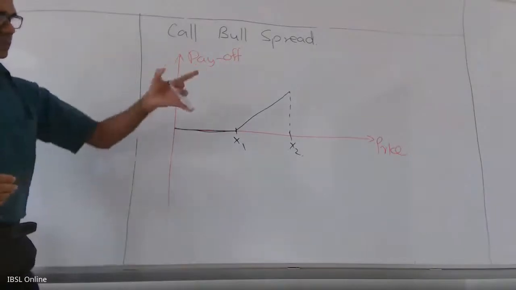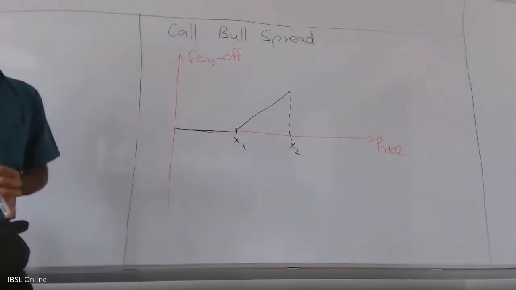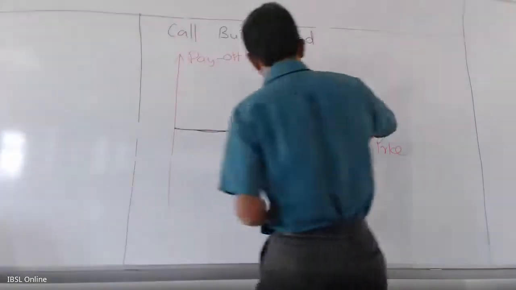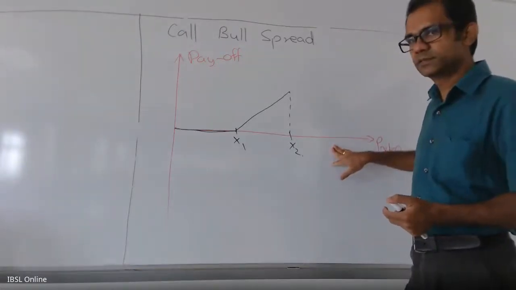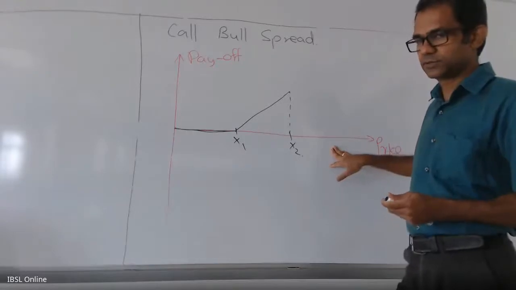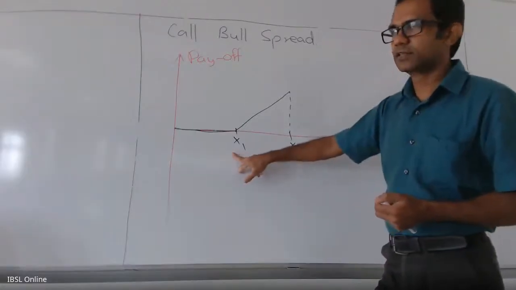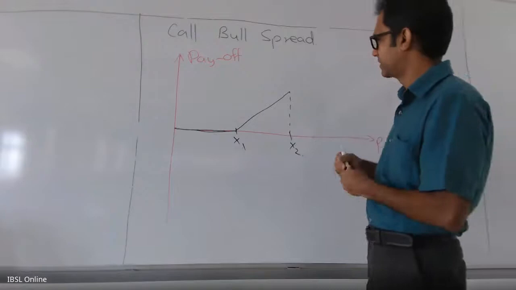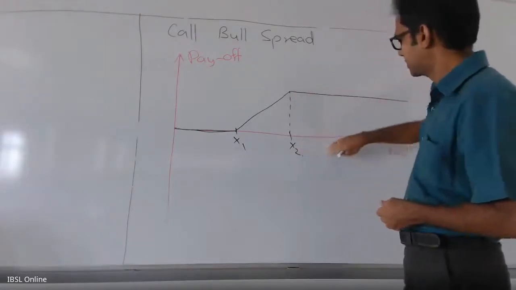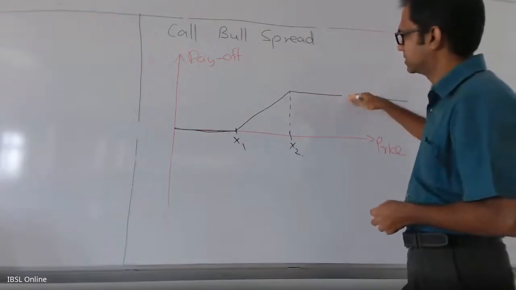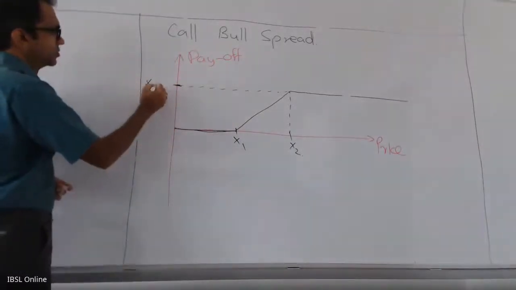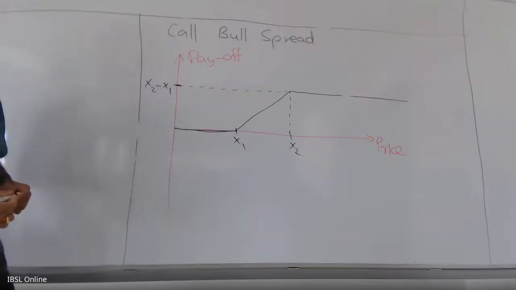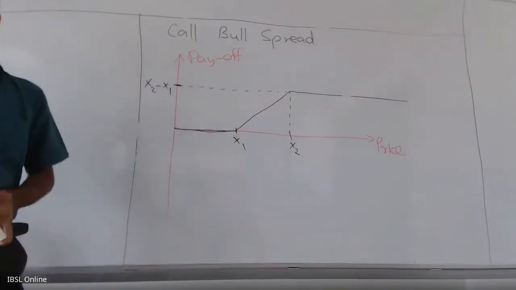What would happen after that? If the market price is above x2, what would happen? You get x2 minus x1, a flat. Whatever the price there, you will get this. So what is this amount? x2 minus x1. So, this is the payoff diagram of a call bull spread.